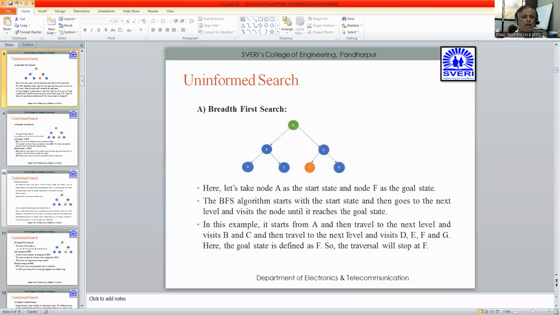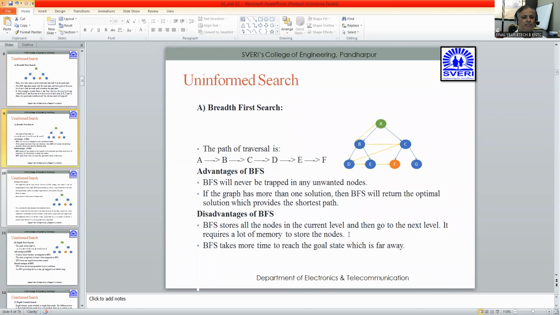This is an example of how it goes. We have A as the root node and F as the goal node. It starts from A, travels to the next level, that is visits B and C, then travels to the next level, D, E, F, G. Here the goal state is defined as F, and hence it will stop at F. This is how breadth first search works.